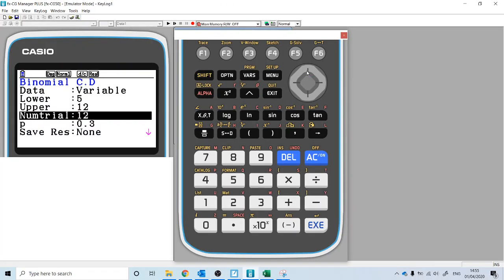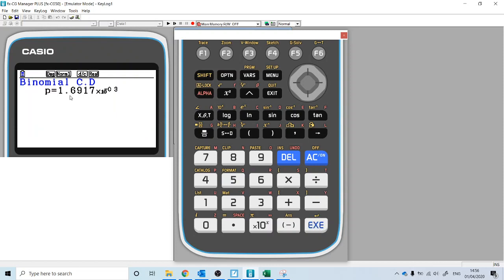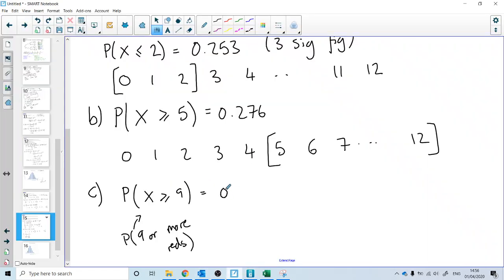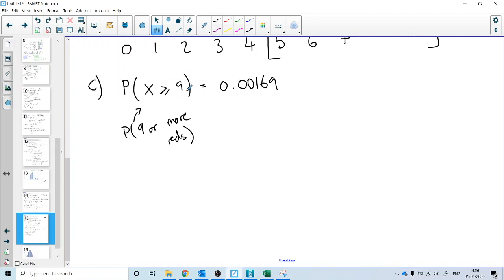So let's look at that probability. We're going to just change our lower to 9 and our upper as 12, and that gives quite a small probability, 0.00169. So the target that they need to win the game being 9 isn't low enough. If we make the target a bit lower, then that's basically saying that we're going to make the game easier to win, and the probability of winning is going to go up.